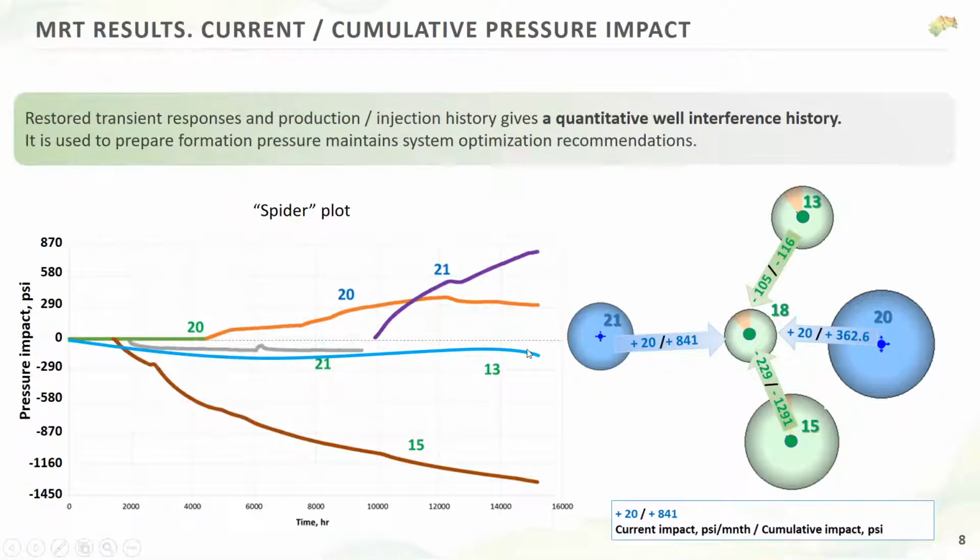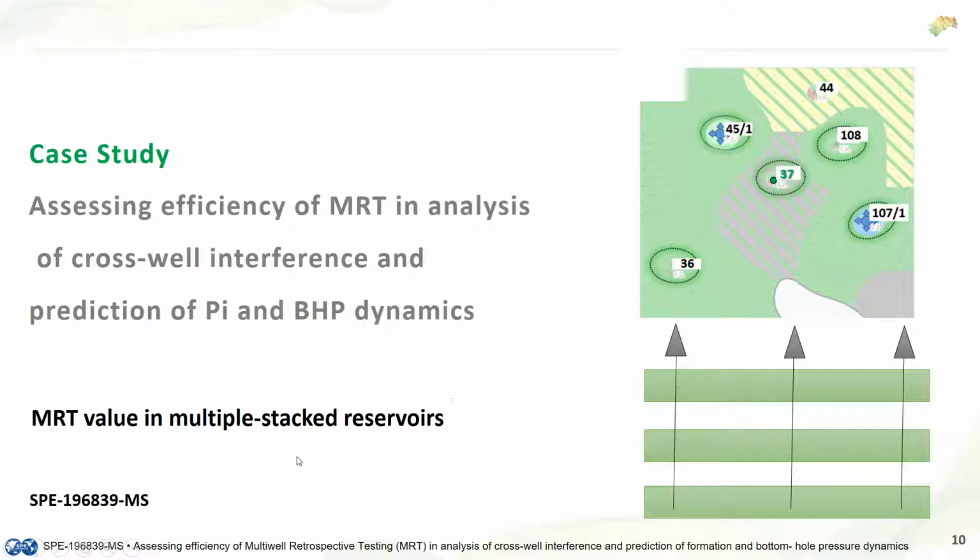Okay, so let me show you, that would be for one reservoir. Let me show you another case, which was published in an SPE paper here. It's interesting because it has several layers. Because usually people say, okay, this technology works fine for one reservoir, but what can we do if we have several reservoirs?